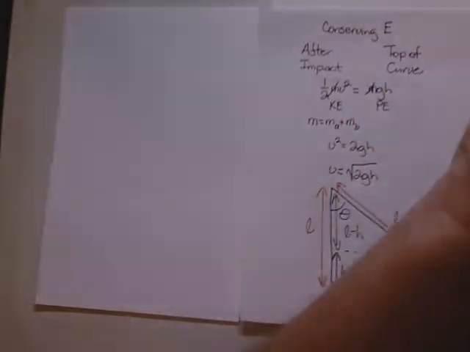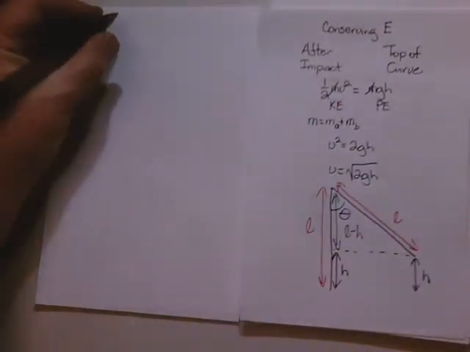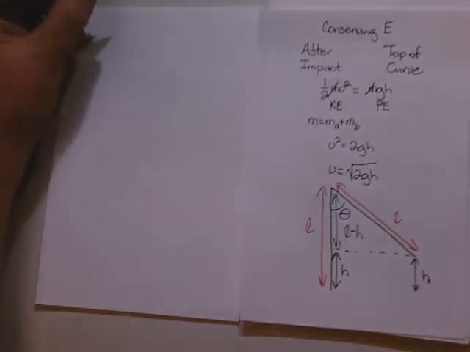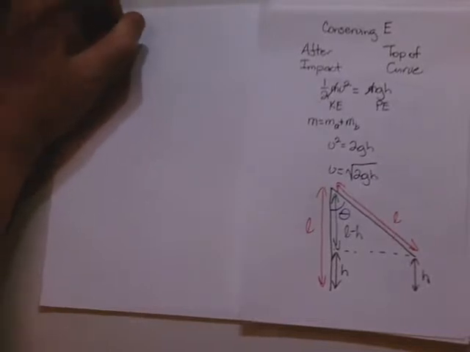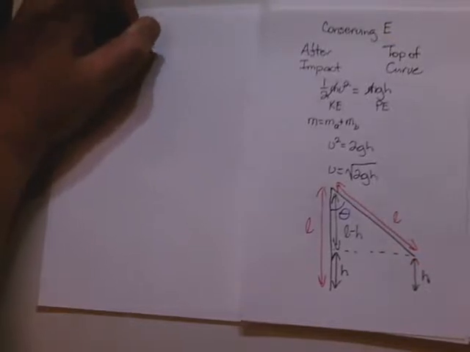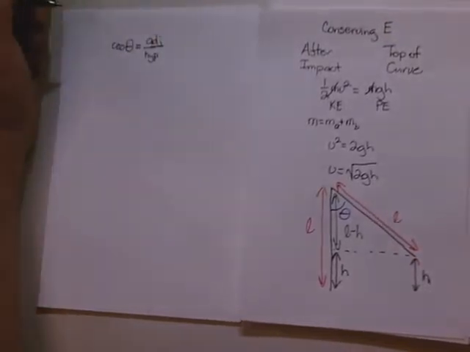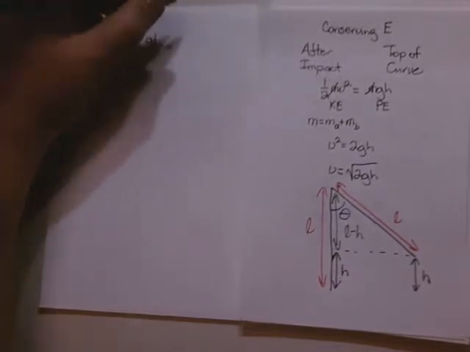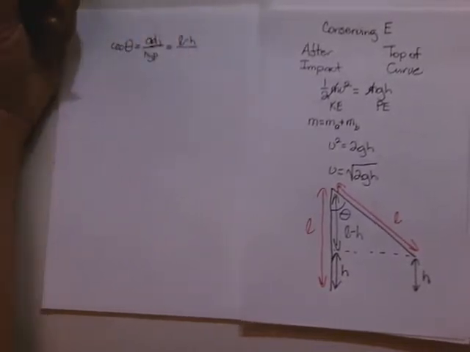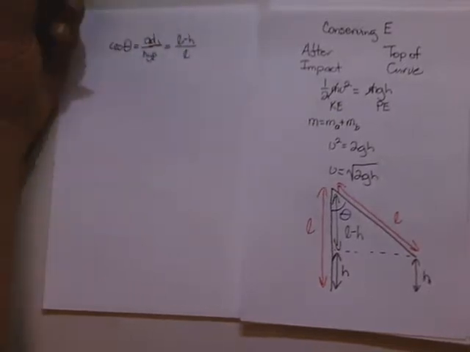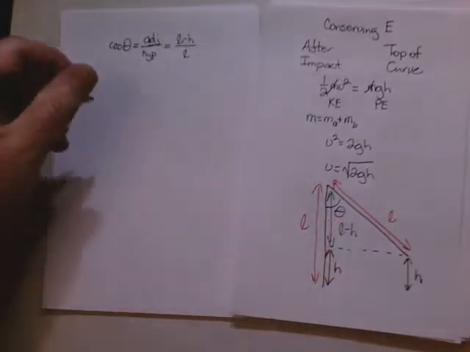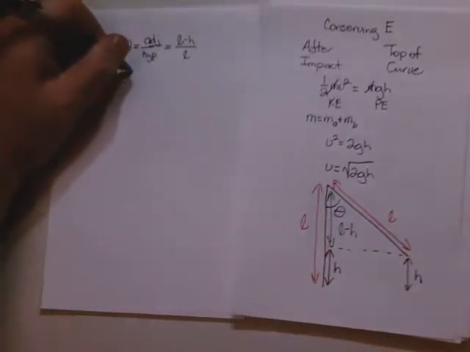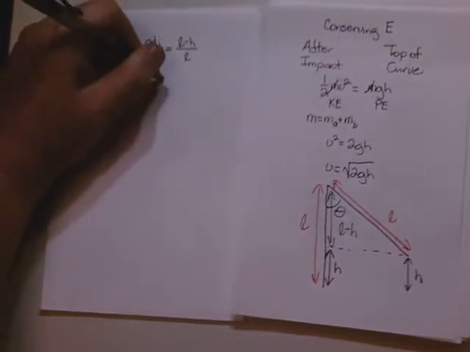We're going to get to the inelastic part in just a moment. Now for this, cosine of theta is adjacent over hypotenuse. I'm going to write that out so that I don't get confused. The adjacent side is L minus h. The hypotenuse side is L. So we're working with that side, and that angle. That means that L cosine theta is L minus h.